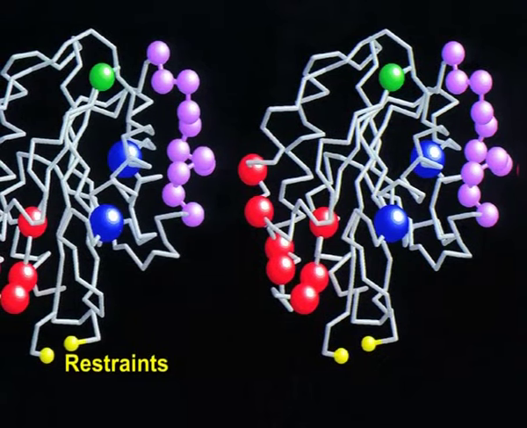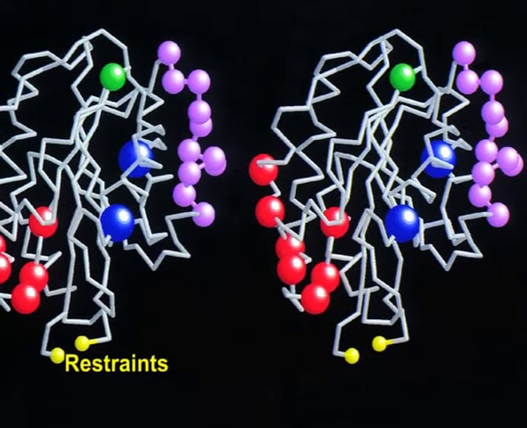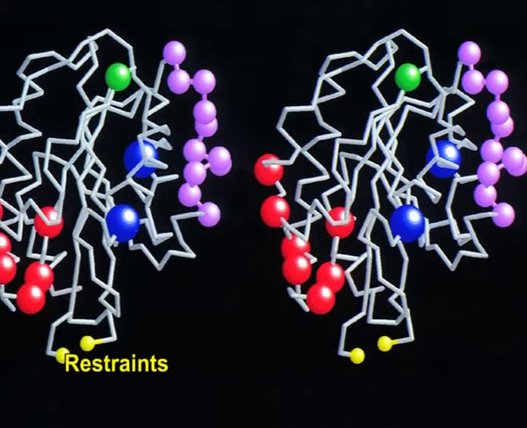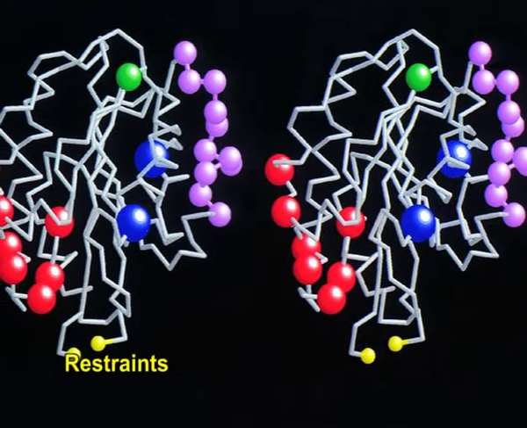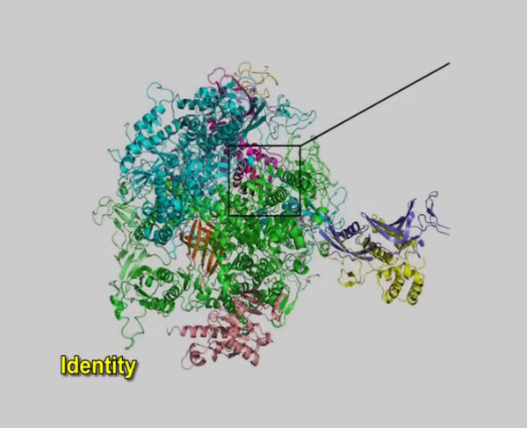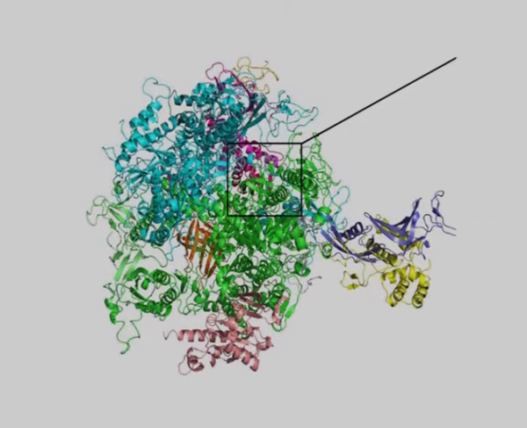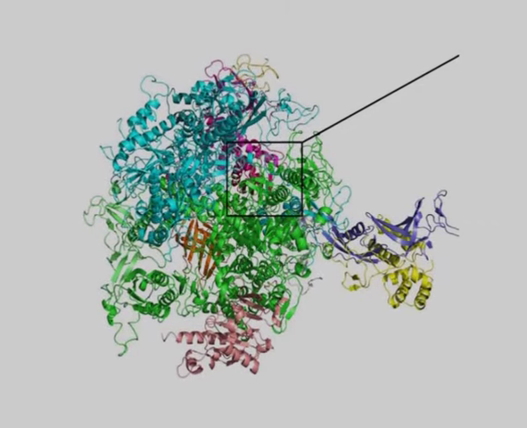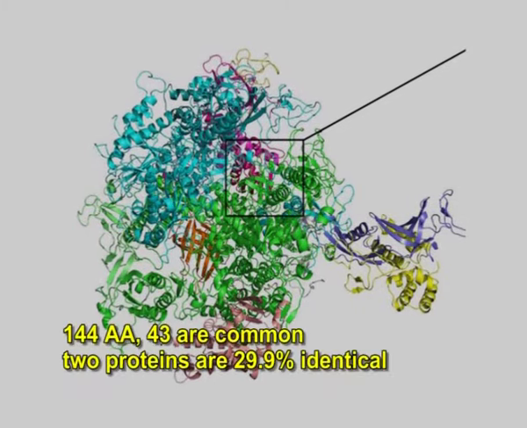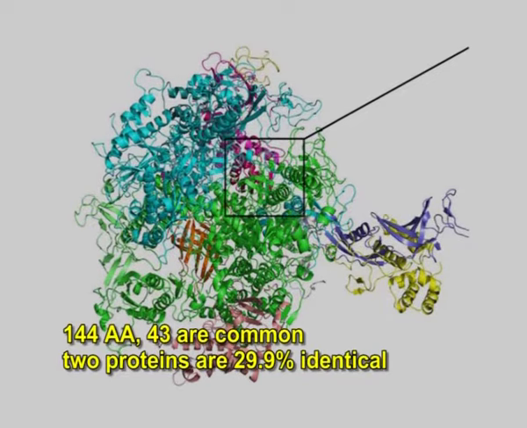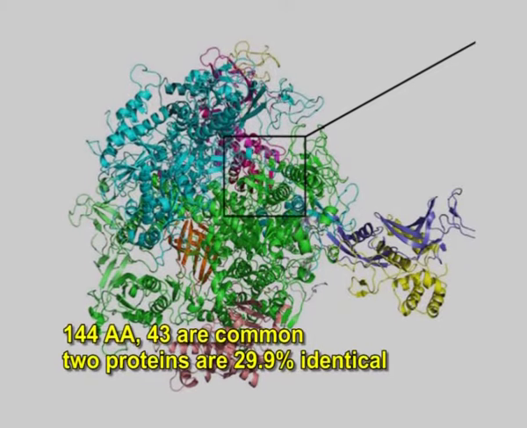Next, restraint. If a bond or angle is restrained, then it is able to deviate from the desired value, which means that restraints only act to encourage particular values. Next, identity. Two proteins that have a certain number of amino acids in common at aligned positions are said to be identical to that degree. For example, out of 144 amino acids, 43 are common, which means the two proteins are 29.9% identical.